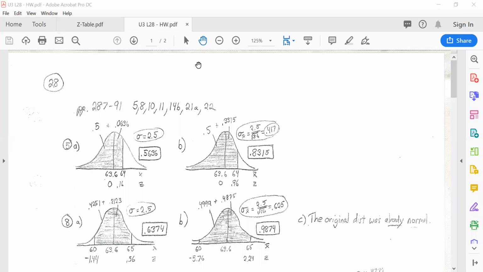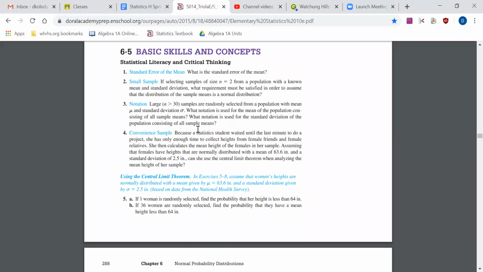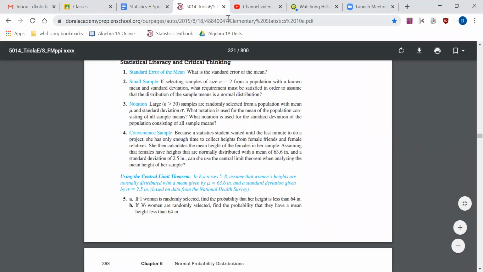Here it is. It says in exercises 5 through 8, assume that women's heights are normally distributed with a mean of 63.6 inches and a standard deviation of 2.5 inches. 5A says if one woman is selected, find the probability that her height is less than 64 inches. And part B says if 36 women are randomly selected, same question.